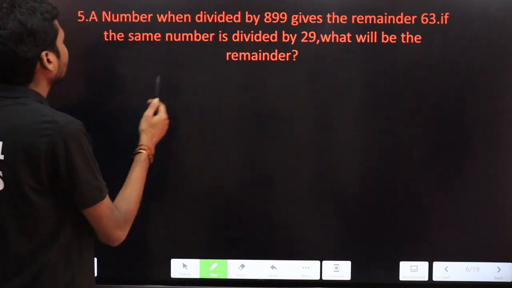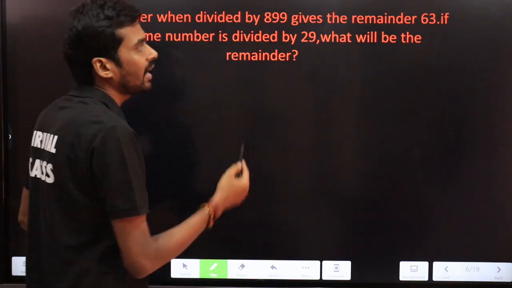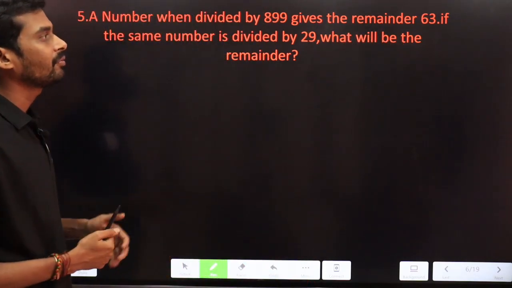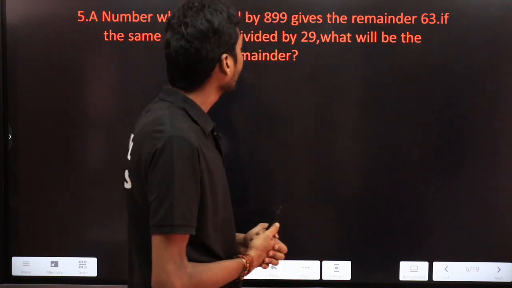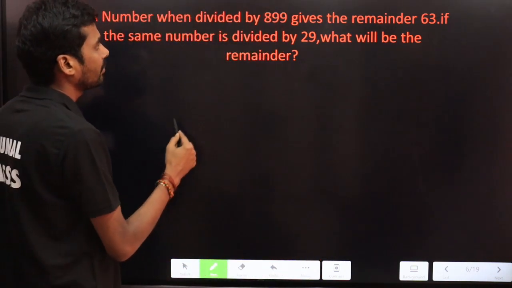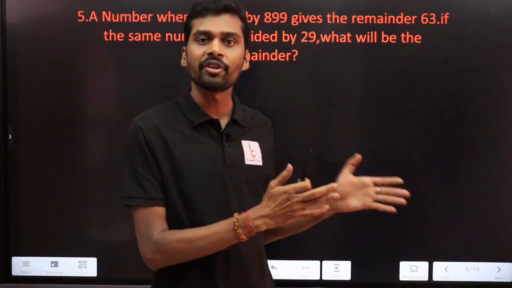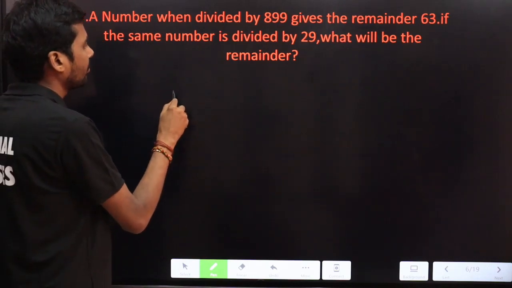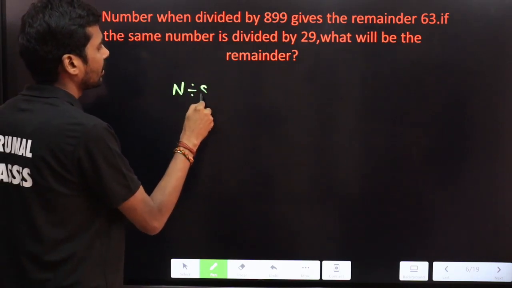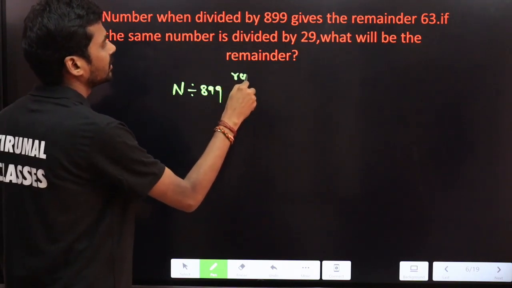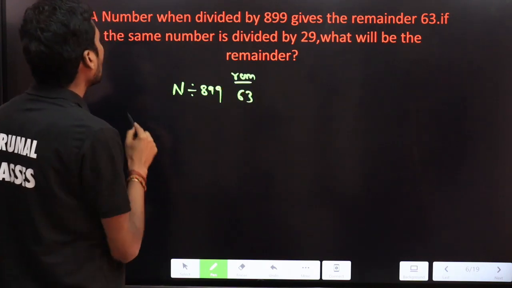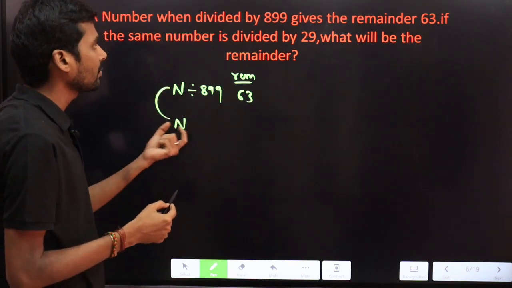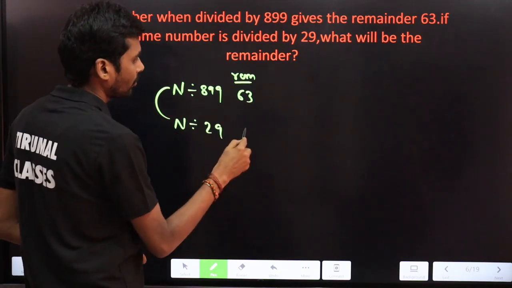Here the next problem, the fifth problem, is: a number when divided by 899 gives the remainder 63. If the same number is divided by 29, what will be the remainder? First we'll do it by the conventional method and then we'll go for the shortcut method, right? A number when divided by 899, the remainder is 63. And the same number, I'm assuming the number is n, if divided by 29, what will be the remainder?